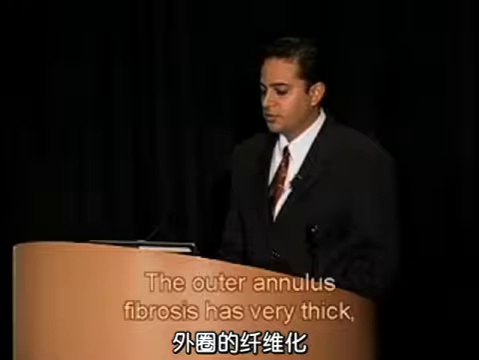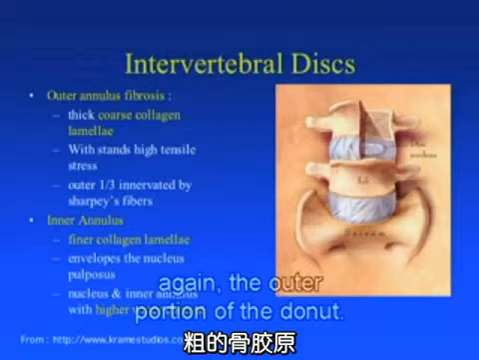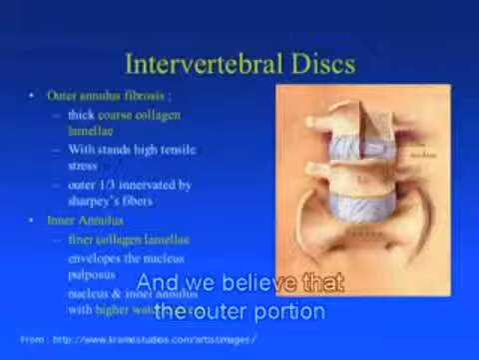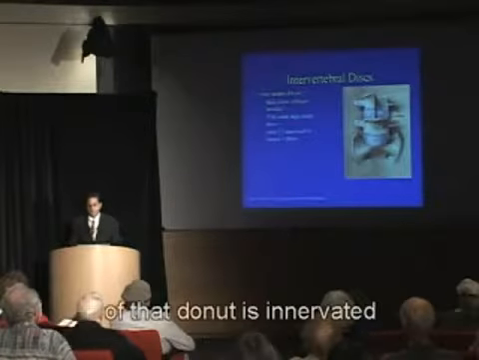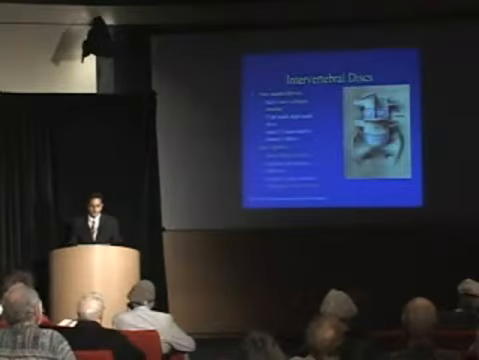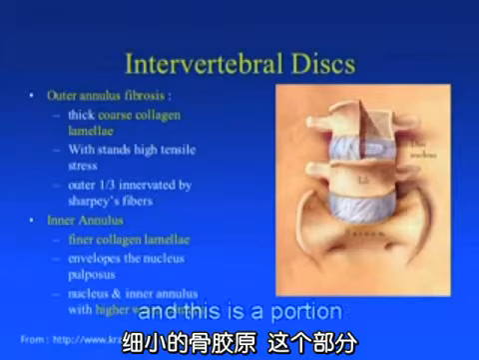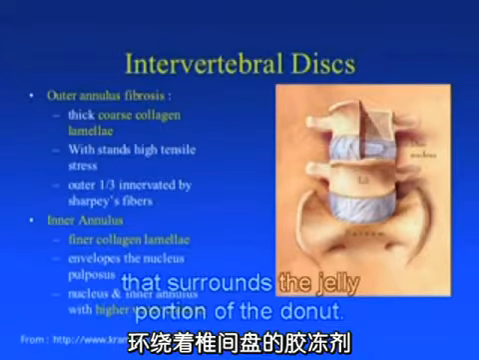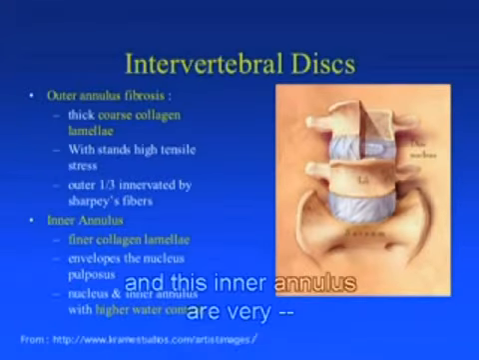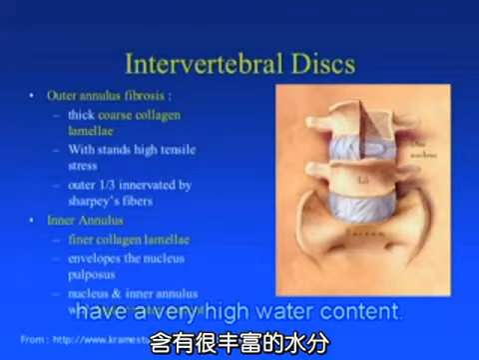The outer annulus fibrosus has very thick, coarse collagen lamellae, and these are, again, the outer portion of the donut. They withstand very high tensile stress, and we believe that the outer portion of that donut is innervated by very small nerves called Sharpey's fibers. The inner portion of the annulus has finer collagen lamellae, and this is a portion that surrounds the jelly portion of the donut.